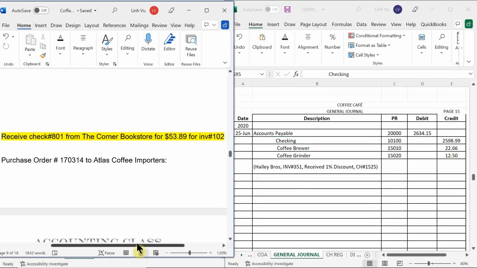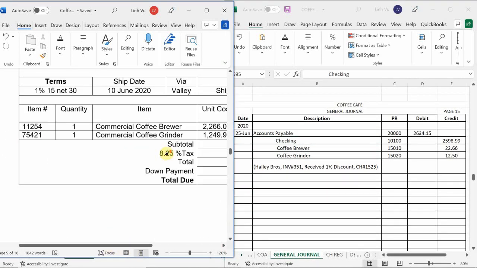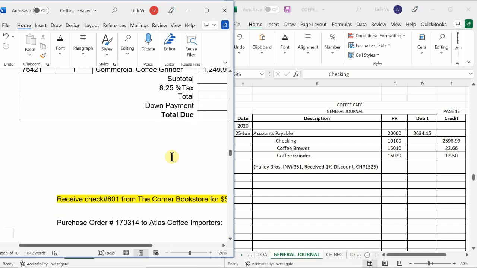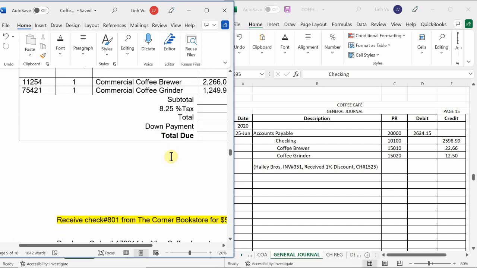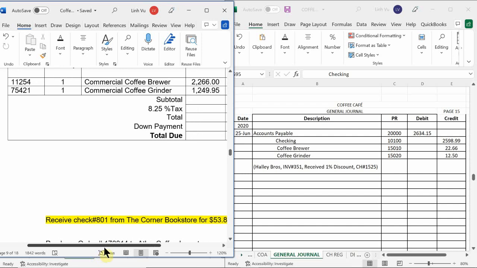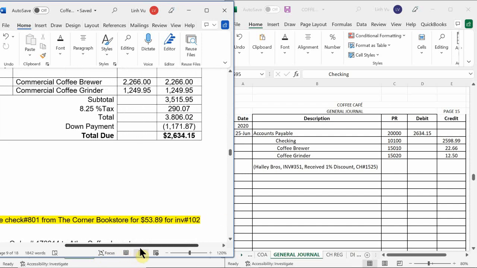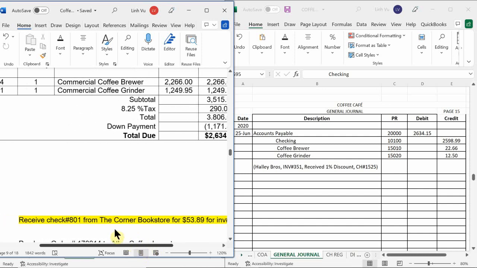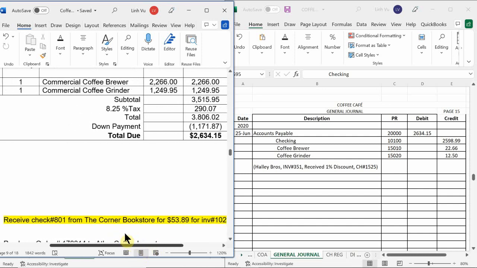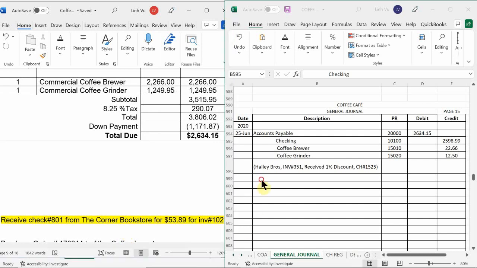Okay, let's see what happened next. Okay. And it says here that we end up receiving a check number 801 from the corner bookstore for $53.89 for invoice number 102. Okay, so what do we do with this?